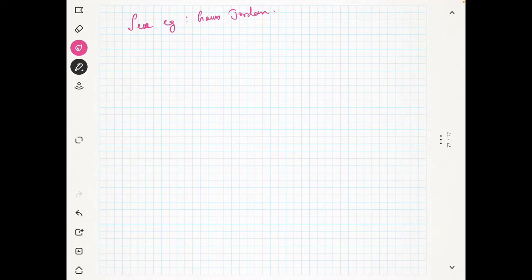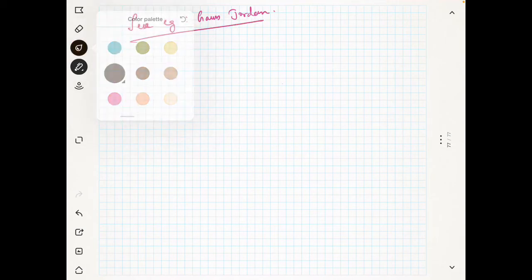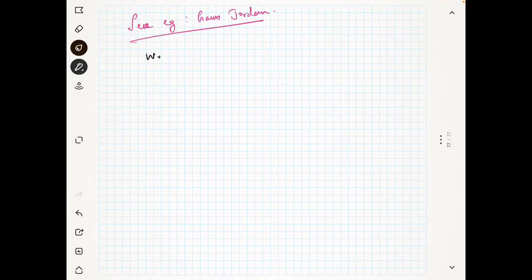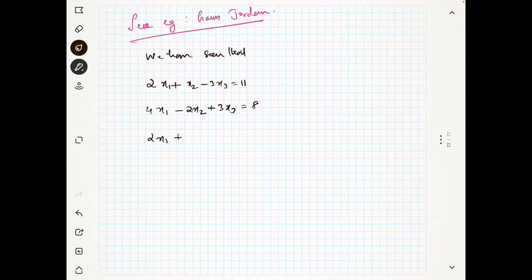So let us consider an example from there. We have seen that the solution to the equation 2x1 plus x2 minus 3x3 is equal to 11, 4x1 minus 2x2 plus 3x3 is equal to 8, and 2x1 plus 2x2 minus x3 is equal to minus 6.